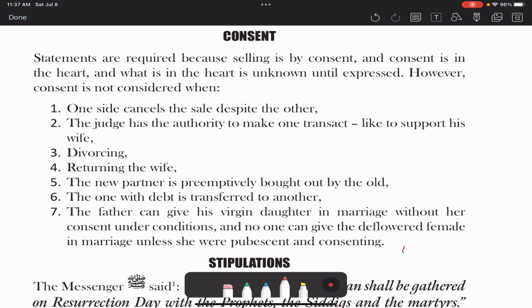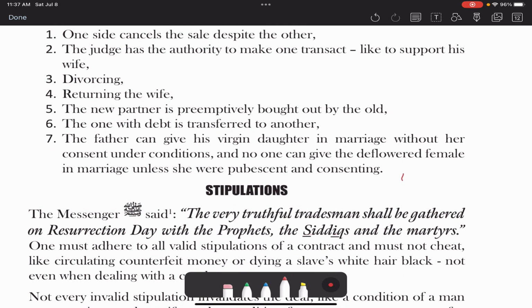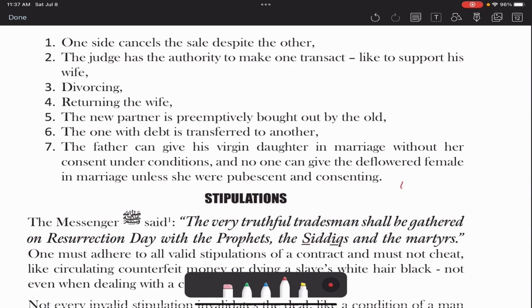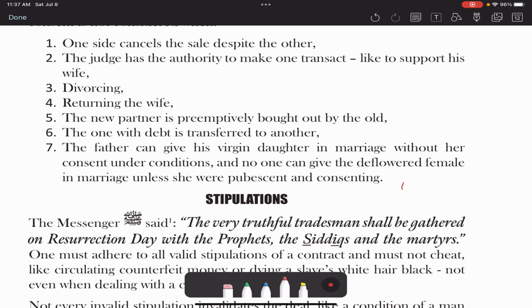However, consent is not considered in some cases. In some cases, one party would have the right and the other party cannot refuse. Like when one side cancels the sale despite the other, according to the proper rules of canceling. That's valid, as long as it's a valid canceling.